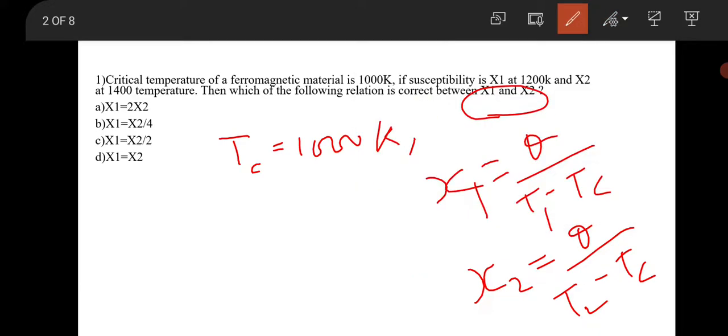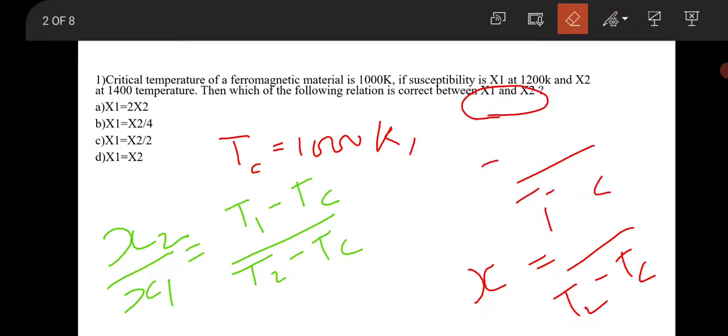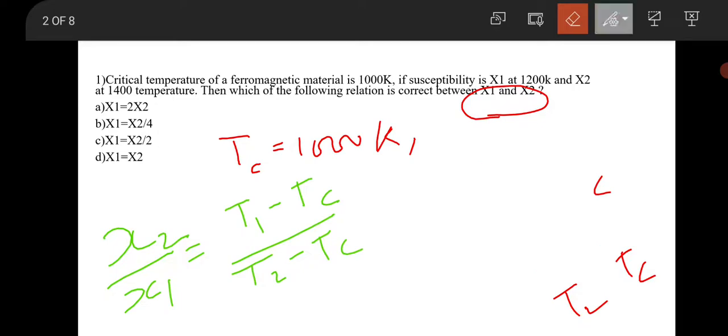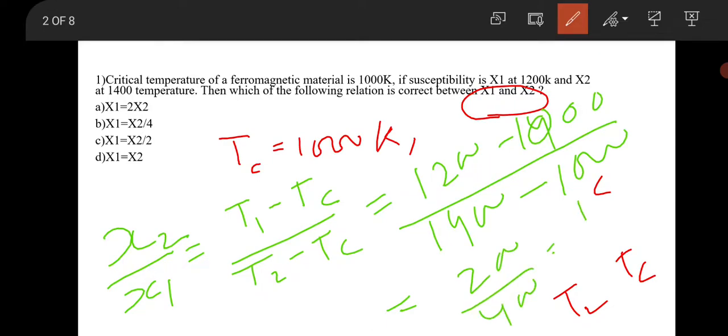Now we will divide this ratio x2 by x1. What will it become? It will become (T1 minus Tc) by (T2 minus Tc). T1 is 1200 minus 1000, and T2 is 1400 minus 1000. So it will be 200 by 400, which equals 1 by 2.